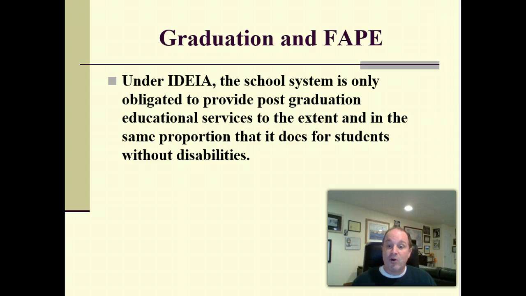So under the federal law, a school system only has to give post-graduation educational services after the student graduates to the extent and in the same proportion that it does for students without disabilities. But once a student with a disability graduates from high school, that student is no longer eligible for FAPE. And that ends the lecture on free appropriate public education.